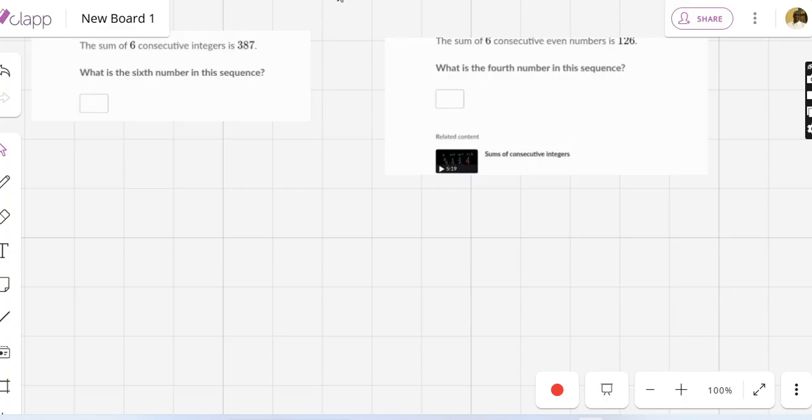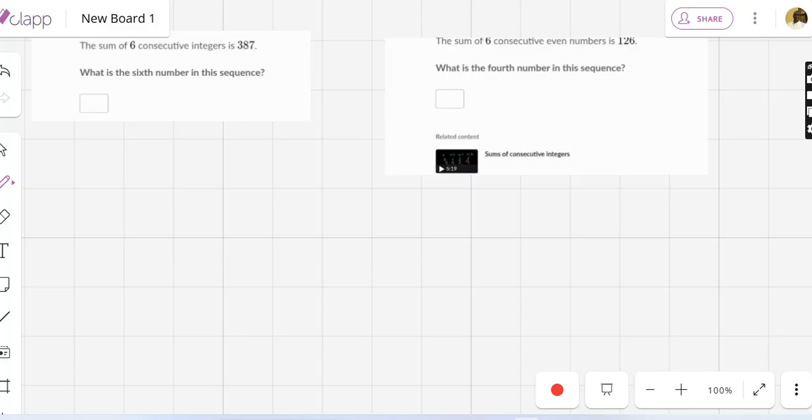Today you are going to be treating word problems on consecutive numbers. It's a way of interpreting word problems into equations. So we're starting with example 1 right here.